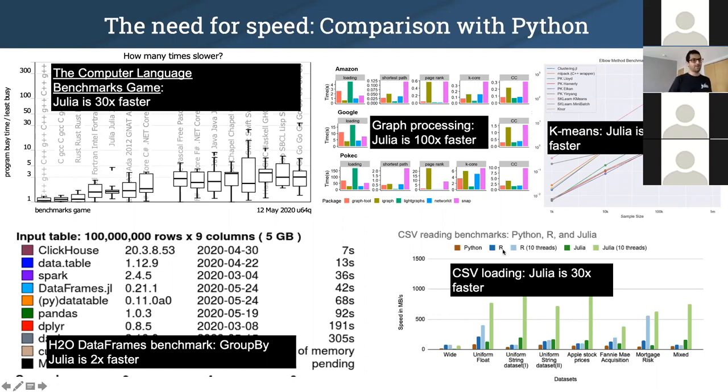In Python, we are comparing with Pandas. In R, we are comparing with, I believe, fread. But R is able to go multi-threaded. Python is not at the moment, I think, or rather Pandas is not. And Julia is able to leverage multiple threads as well.